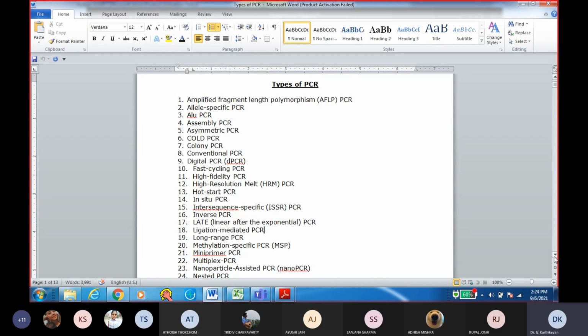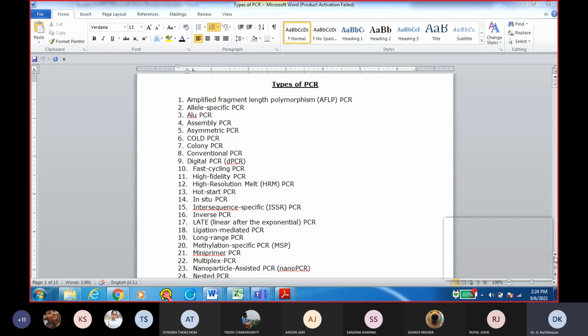So as you can see, there are so many different types of PCR: amplified fragment length polymorphism PCR, allele specific PCR. As all of us have one copy from the father and one copy from the mother, suppose you want to selectively amplify only one particular allele, then that would be called allele specific PCR.